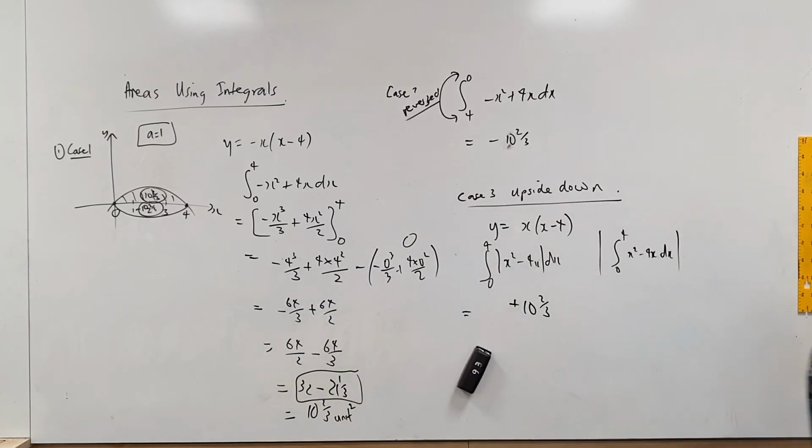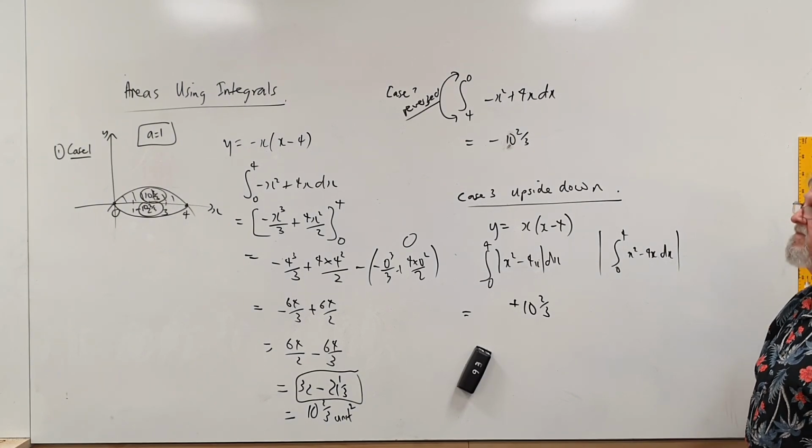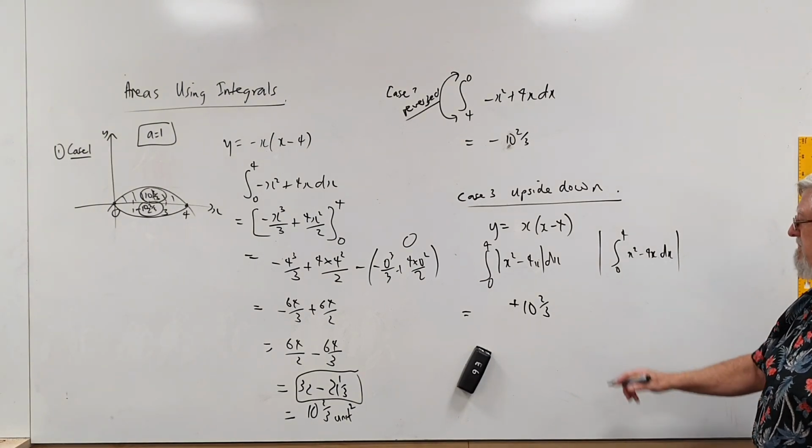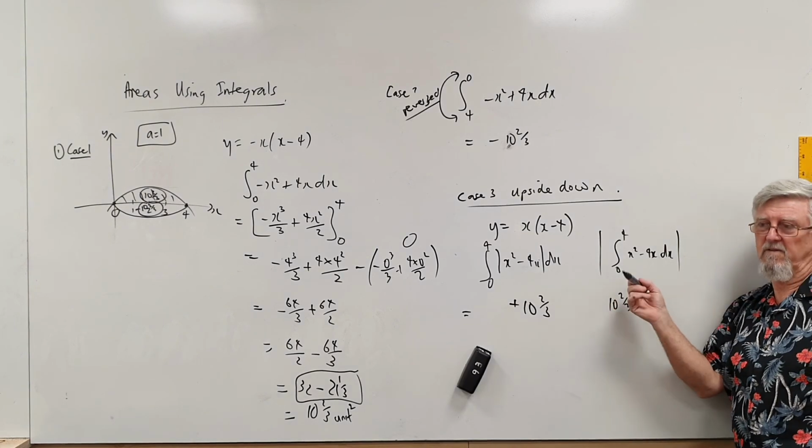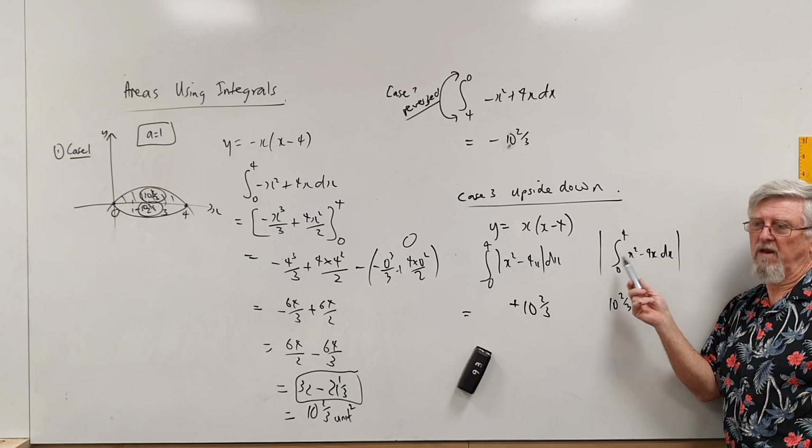What about this one? It's the same. 10 and 2/3? Yeah. So it removes the negative out of our final calculation.